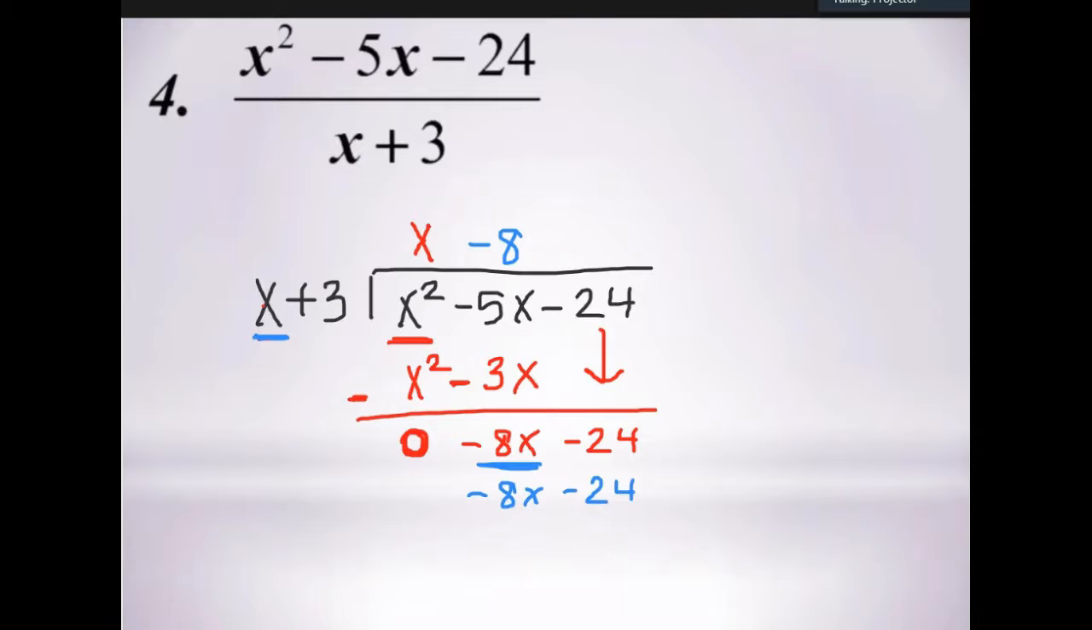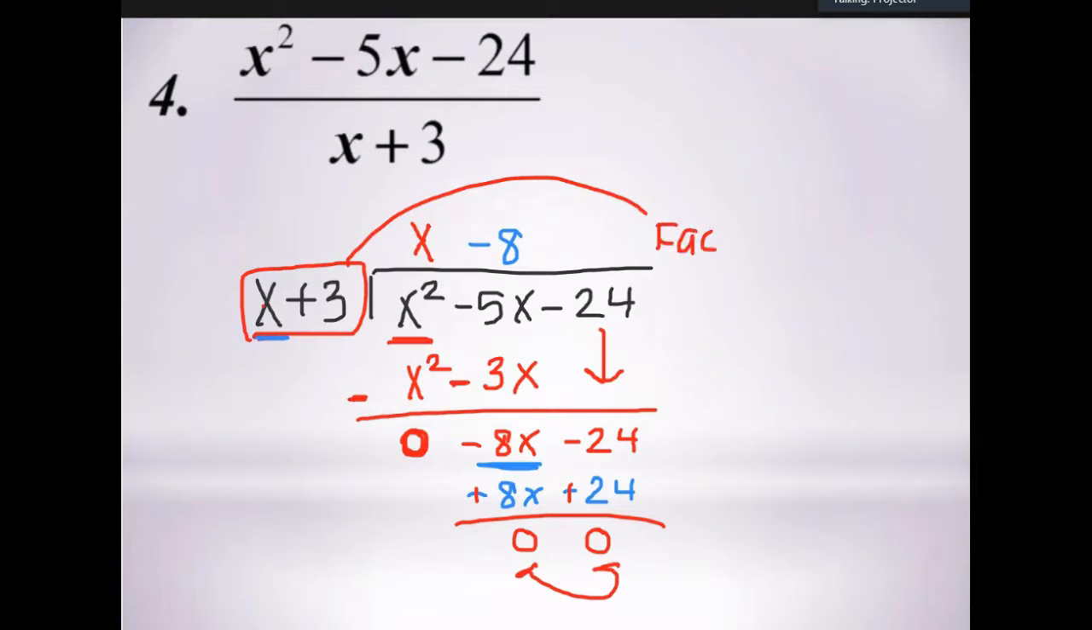But remember that we are subtracting that line. So what that means is that negative 8x becomes a positive, and that negative 24 also becomes a positive. So 8x and negative 8x is 0. Negative 24 and positive 24 is 0. So if I get a remainder of zeros, I'm super happy, because what that tells me is that x plus 3 is a factor of x squared minus 5x minus 24.